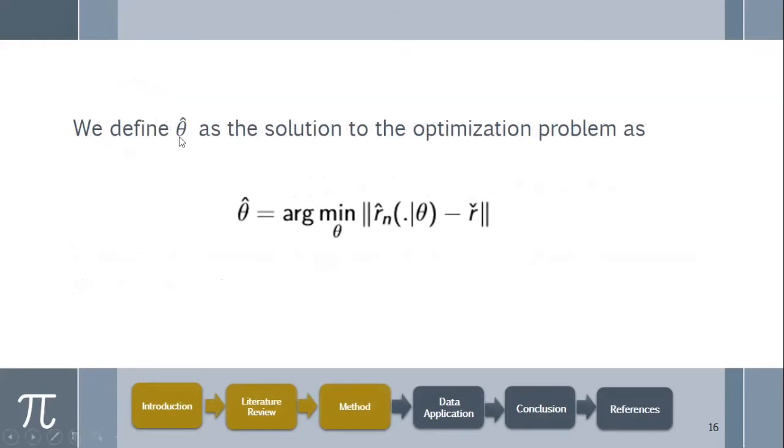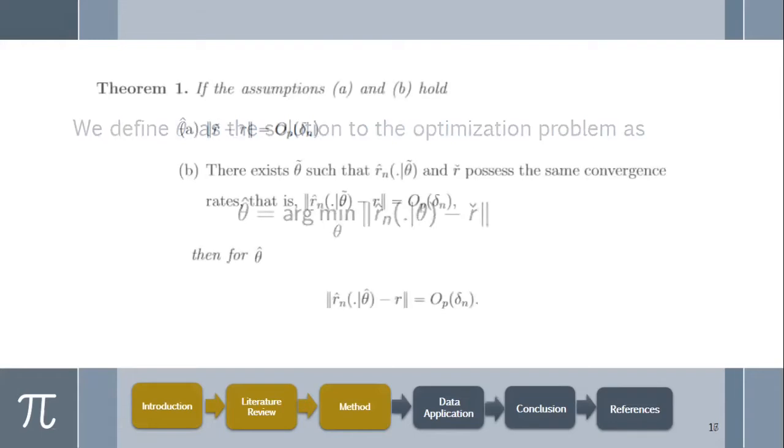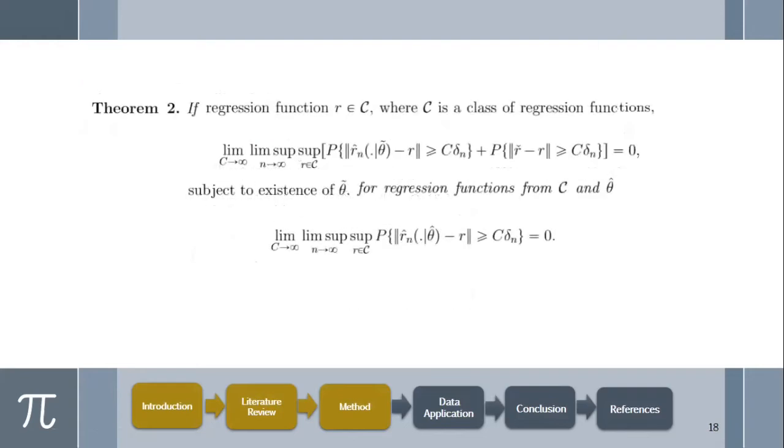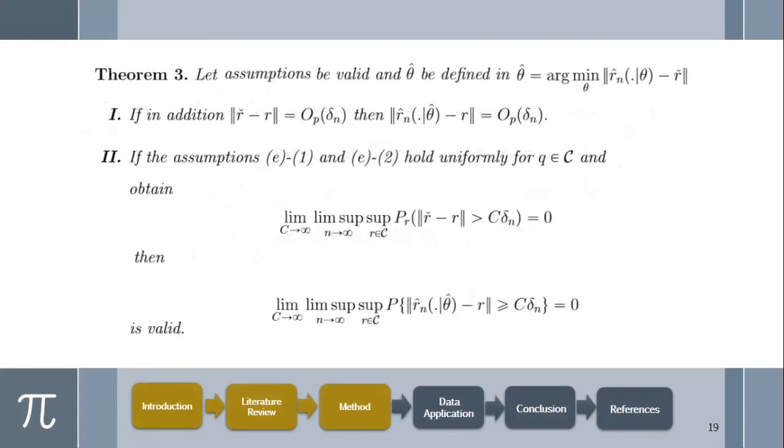So we define theta hat as the solution to an optimization problem. Here, it means that to estimate theta hat, we minimize the distance between r hat, our proposed estimator, and r check, the infinite order flat top kernel estimator. There are three theorems that show how this proposed estimator enjoys the same convergence rate as r check, our comparator.